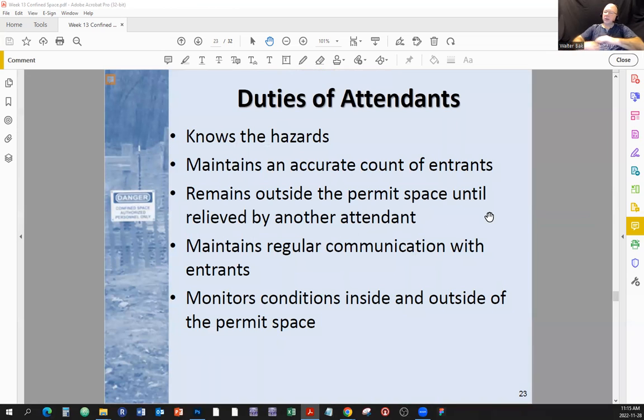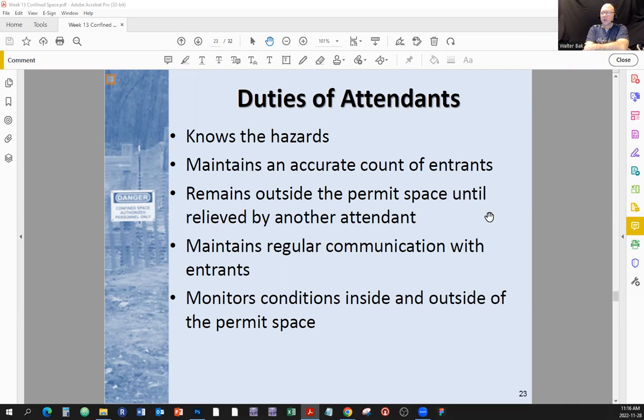Then we go to the attendants. So whenever the work is being done inside within a confined space, remember we mentioned before that we need the person to do the work, of course, and then that person is not being left alone. You need an attendant to be there, and it's the law. You need to have an attendant while somebody's working in a confined space.